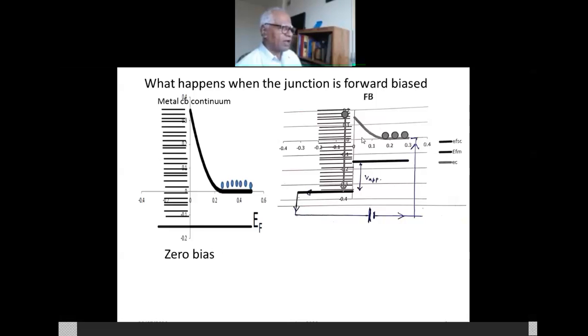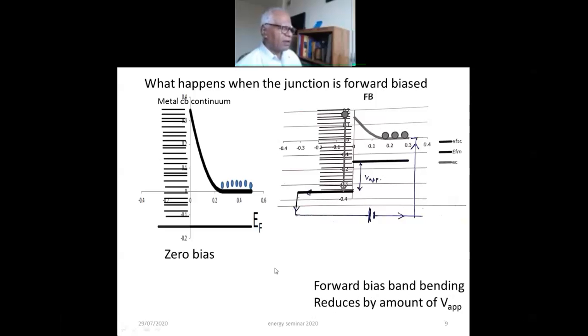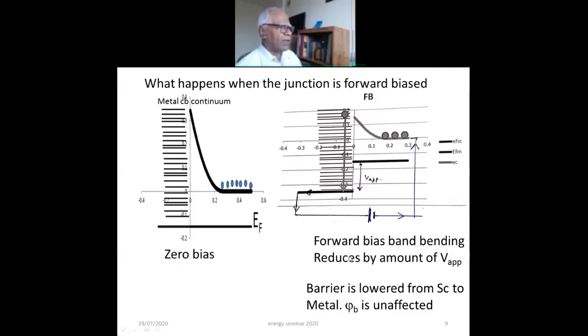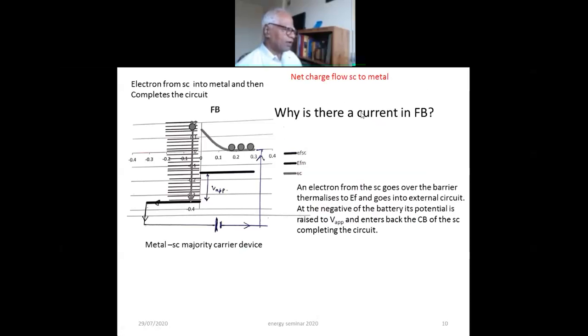If you ask what is the current characteristic, we can summarize this by saying that in forward bias, there is a net current flowing in the external circuit, and because the number of electrons that will go over this barrier will go as exponential qV by kT, the current will always have this form: J is equal to J naught (e to the qV by kT minus 1), and this minus 1 comes because this current from the metal to the semiconductor is always there.